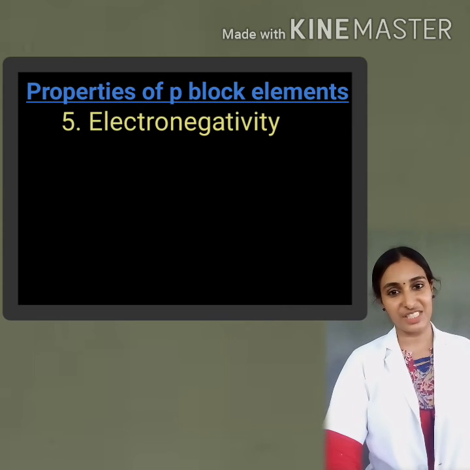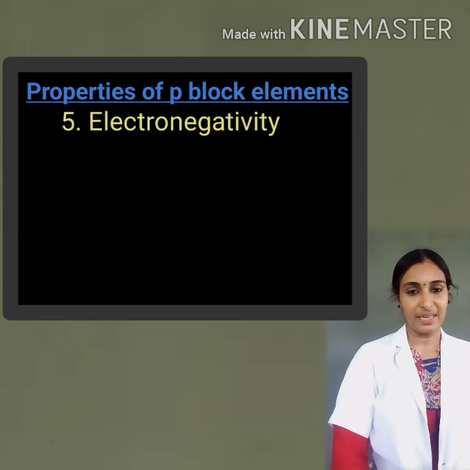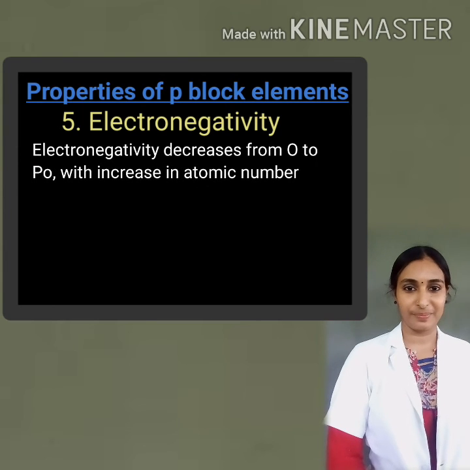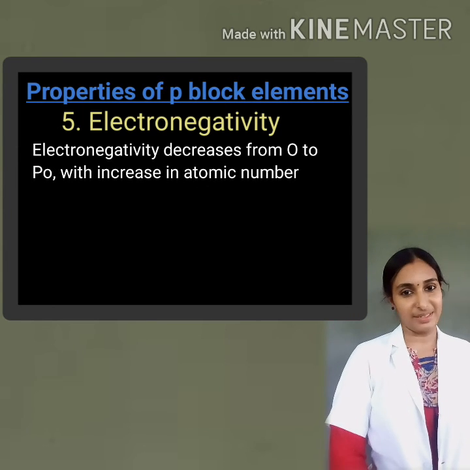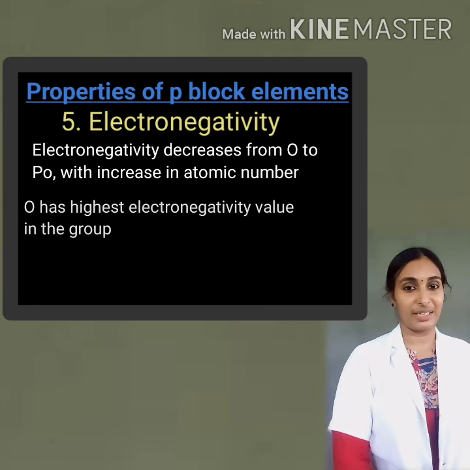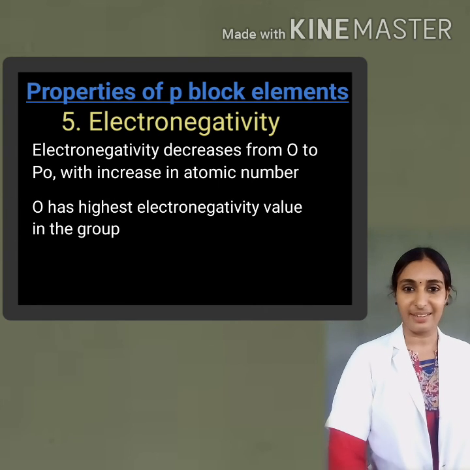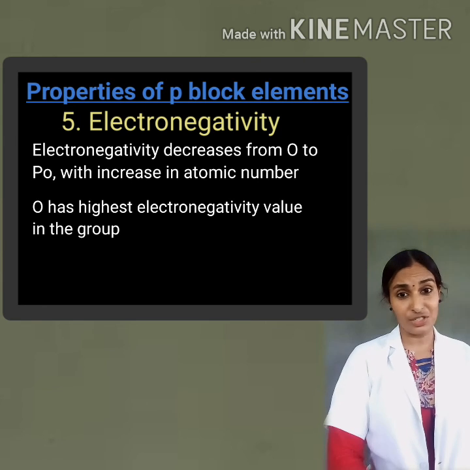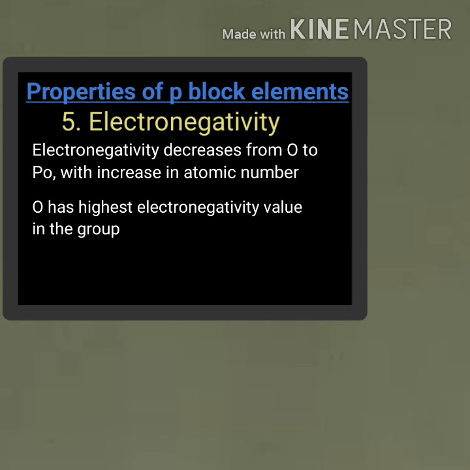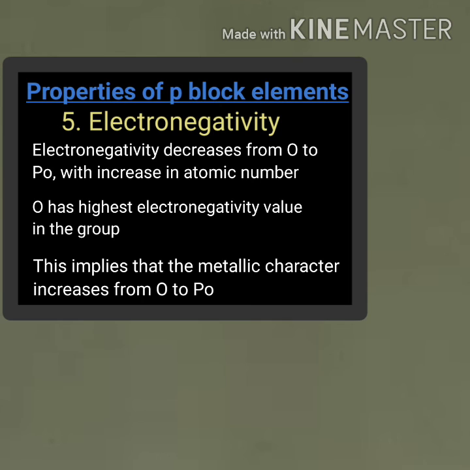Electronegativity is the next property. It is decreasing from oxygen to polonium because atomic number is increasing from oxygen to polonium. So oxygen possesses the highest electronegativity value in 16th group elements. So you can note down one more thing. Since electronegativity is decreasing from top to down, metallic character increases from oxygen to polonium.